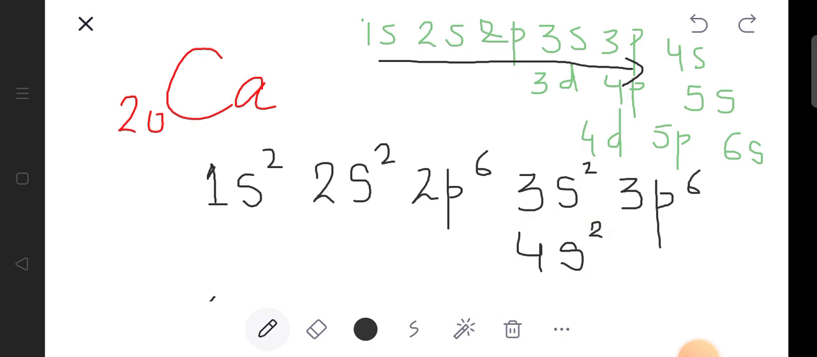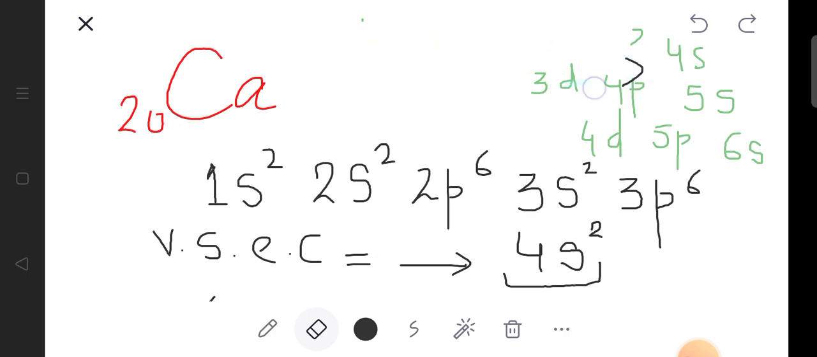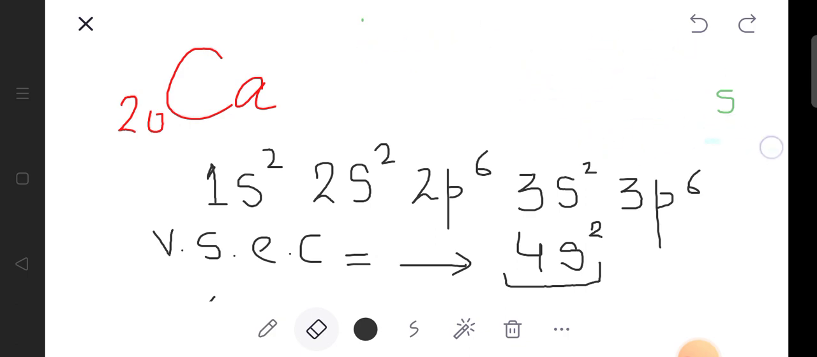This element is an s block element. Why? Because its valence shell electronic configuration ends in the s subshell. And if you want to find out, through this electronic configuration, the group and the period number of calcium, and you want to place the calcium element in the periodic table, then we can find it in this way.